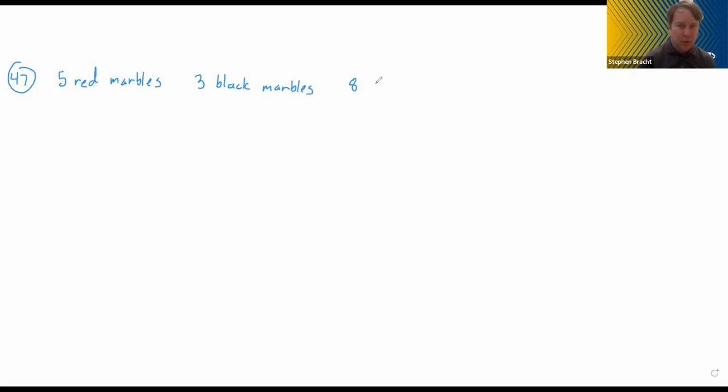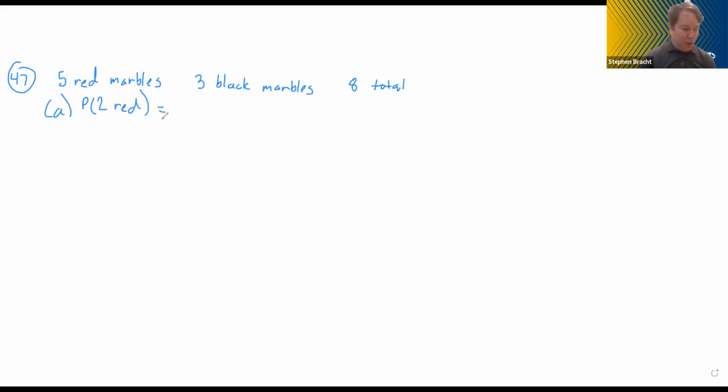Which makes 8 total. Okay. So for A, what's the probability of getting 2 red marbles? Probability of 2 red. Okay.